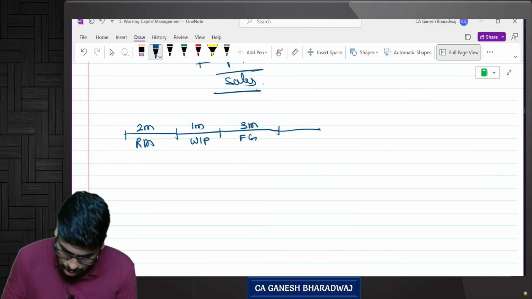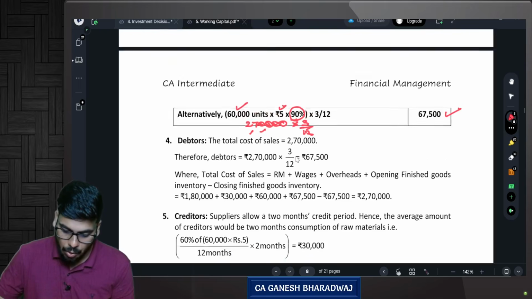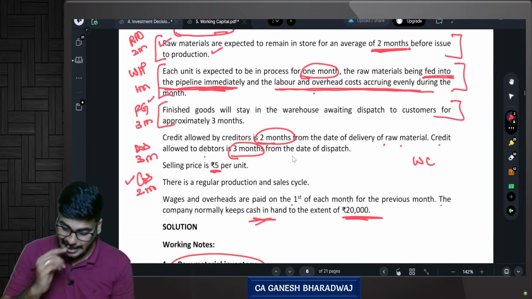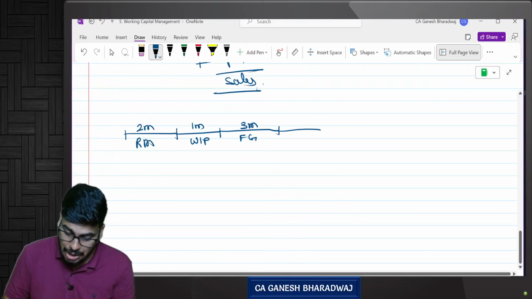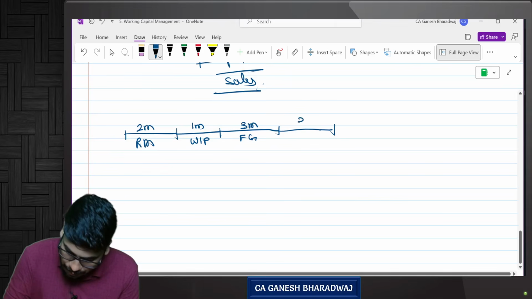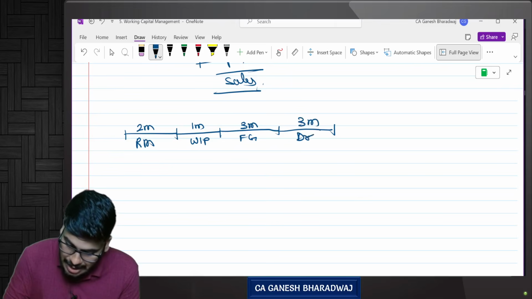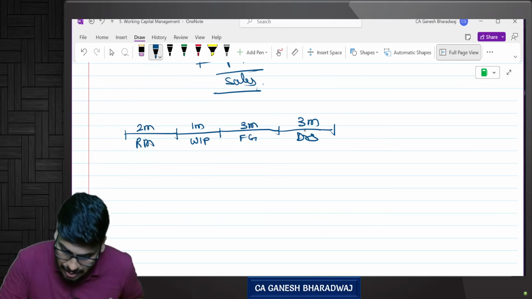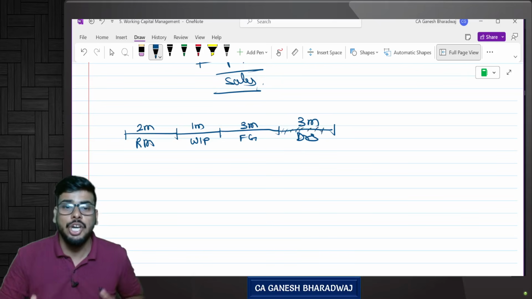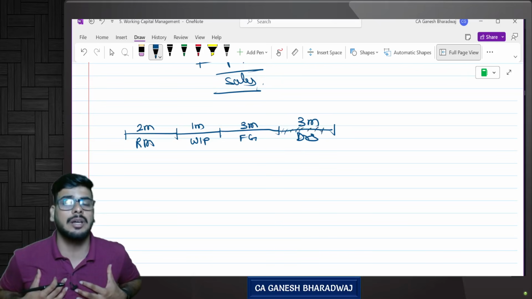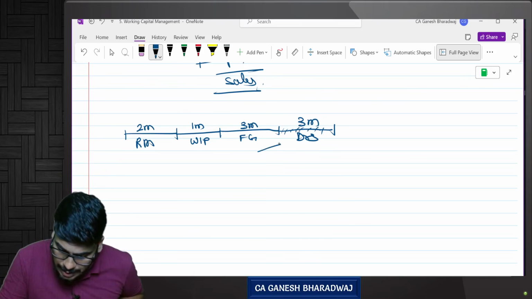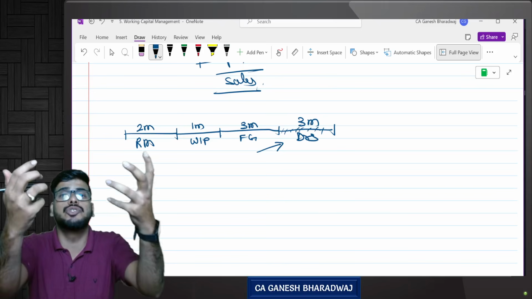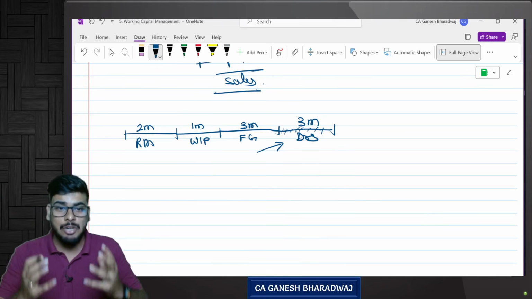No. Now you have your debtors, correct? How long will the debtors take to pay this money? They are saying the time limit allowed for debtors is 3 months. So for the next 3 more months I will be having debtors, and for the next 3 months also I will not get back my money. In other words, the next 3 months amount should also be funded by me only, correct or not? Now what is the amount that gets blocked for the next 3 months? The value of the goods sold. Yes or no?